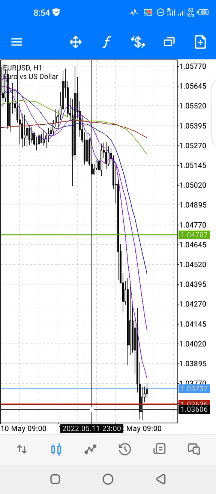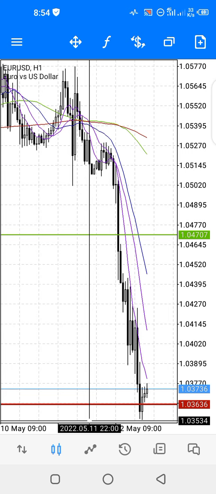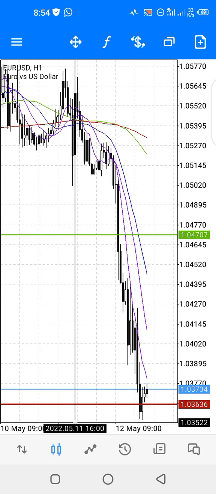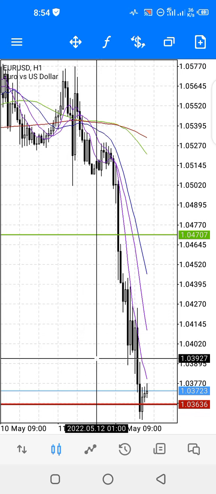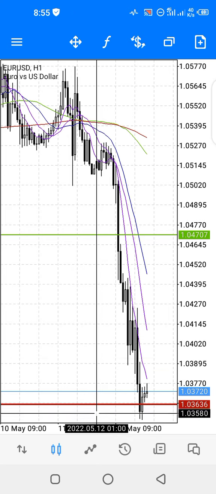But let's assume that when price closes at this point, you place a sell stop at 1.03528, and price came down and activated your trade, then there's a chance of price falling, and price will keep falling down. So if you are really feeling that price might go down, you can just place a sell stop order at this point, but that is quite risky.